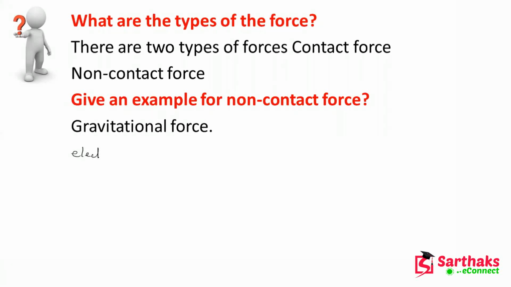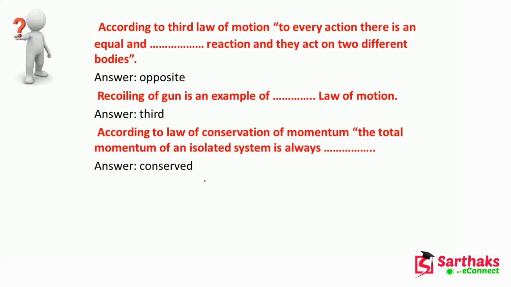Another thing you can write is the electrostatic force, electromagnetic force, magnetic force. So all these are examples. Next, according to the third law of motion, to every action there is an equal and opposite reaction. This is a statement of the third law. Recoil of a gun is an example of the third law of motion. According to the law of conservation of momentum, the total momentum of an isolated system is always conserved.